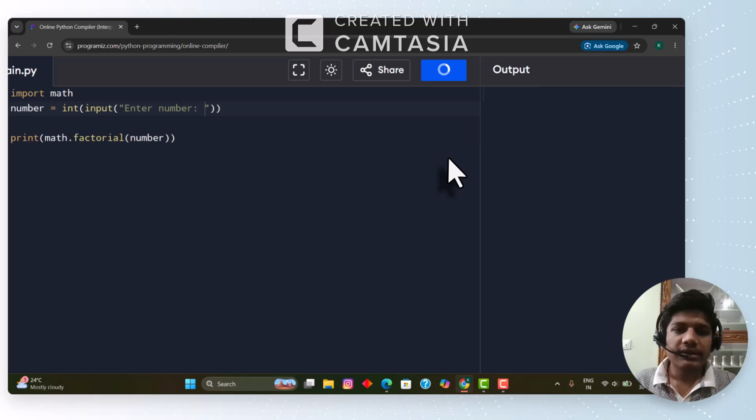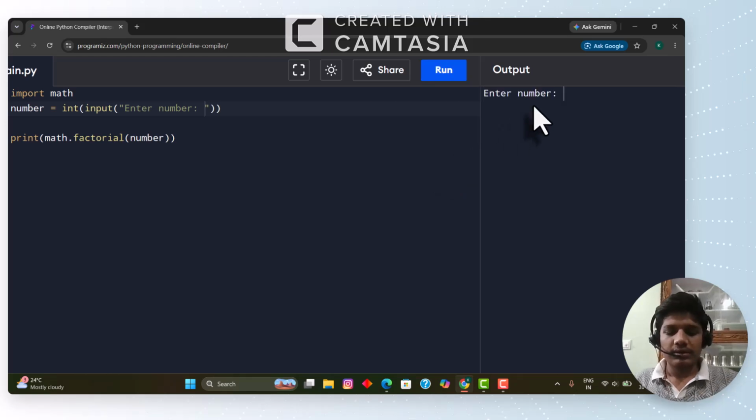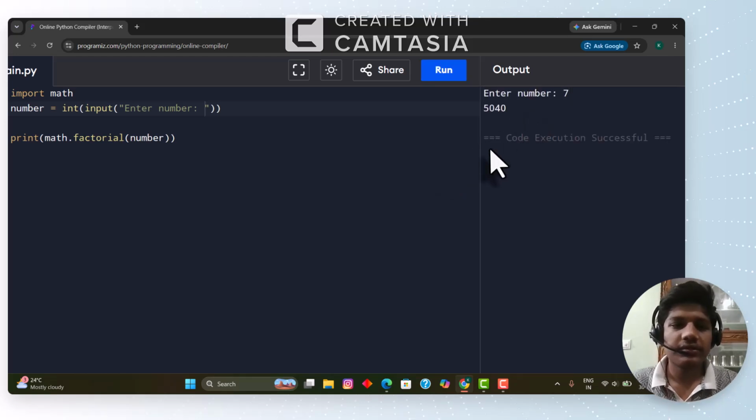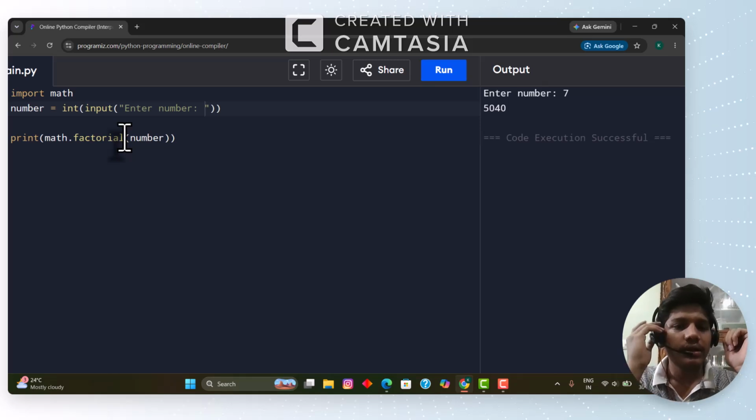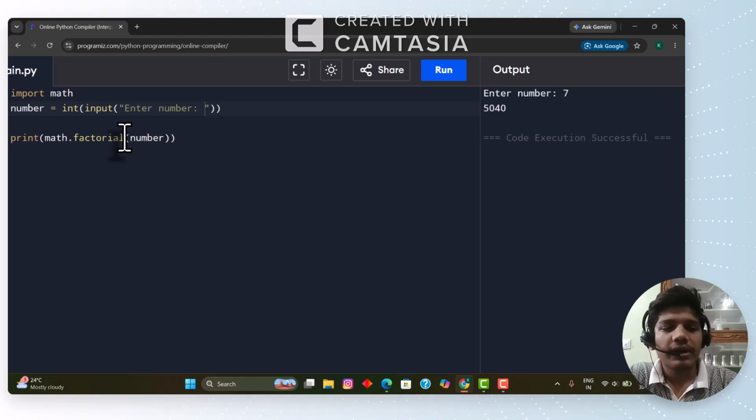So when you run it, it will ask for the input. For example, I want 7 factorial, 5040. So what is going on over here? Import math. So the factorial here. Before, we had to go with a def or a for loop or while loop. So we used the for loop or while loop for finding the factorial of a number. But see here, with just 3 lines of code, like importing math, when he imports the math, it will choose math.factorial.